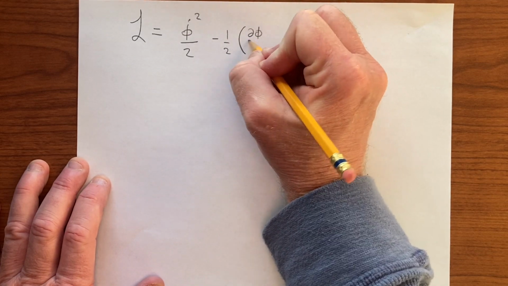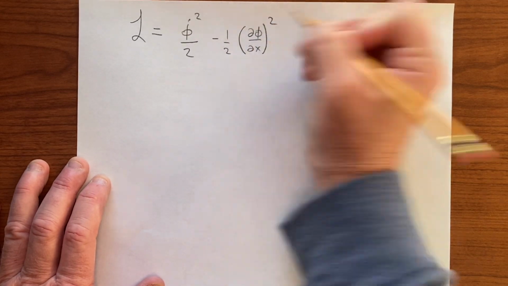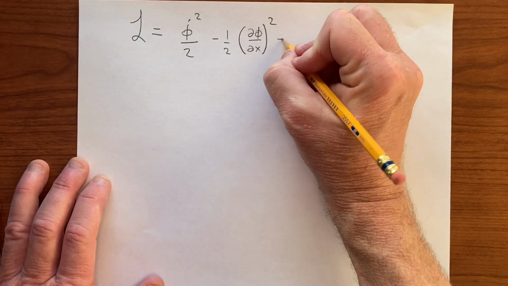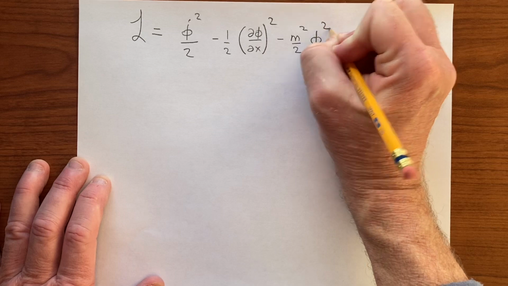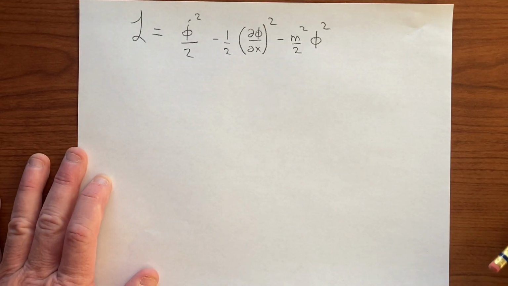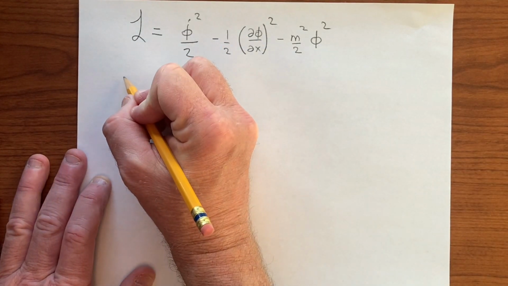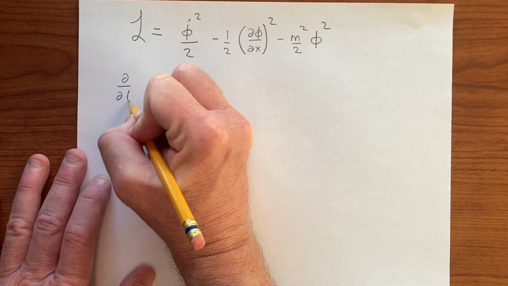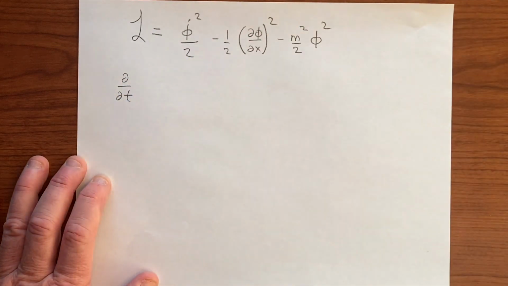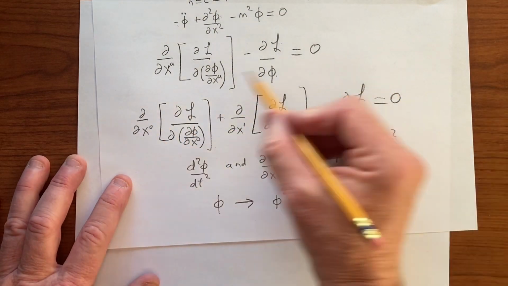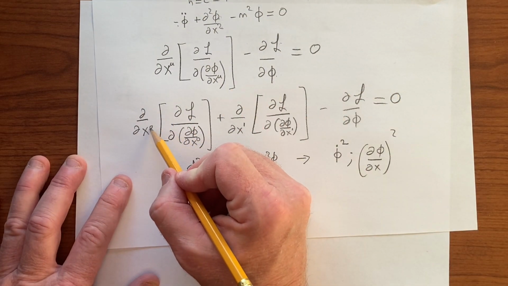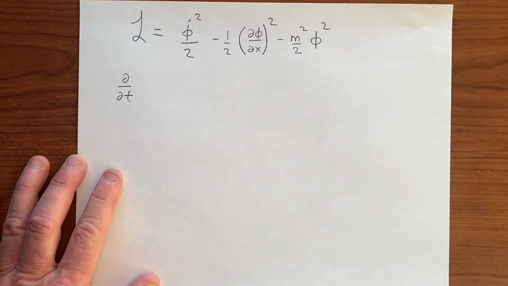The dφ/dx squared term, and then we have a minus sign here, and we have the m squared. We also have the 2 there, φ squared. That's the Lagrangian. And so let's just rewrite what this equation looks like. Let's replace x0 with t and x1 with just x.